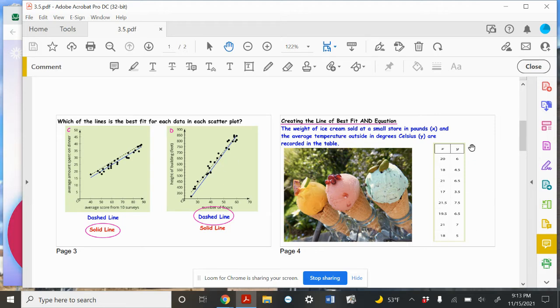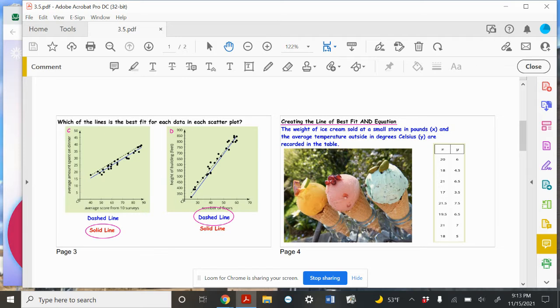As we start building them, we're going to graph some of this information on our own. You can see here that we have the weight of ice cream sold at a small store in pounds, which is going to be our X variable. Those are our X values. And we have our Y values, which is the average temperature in Celsius degrees. Notice that these degrees are Celsius.